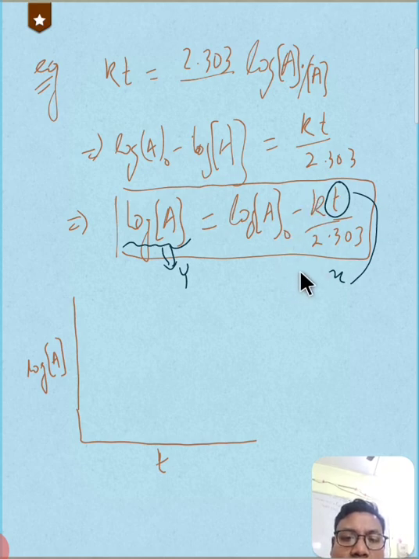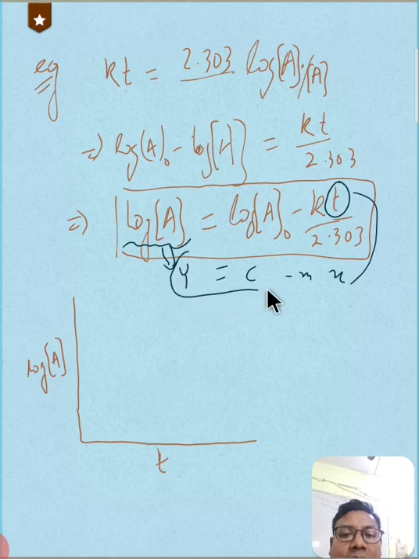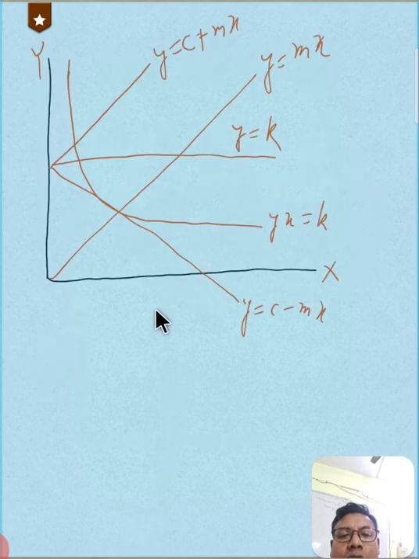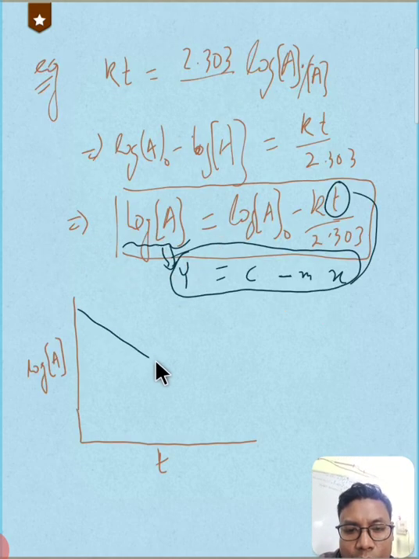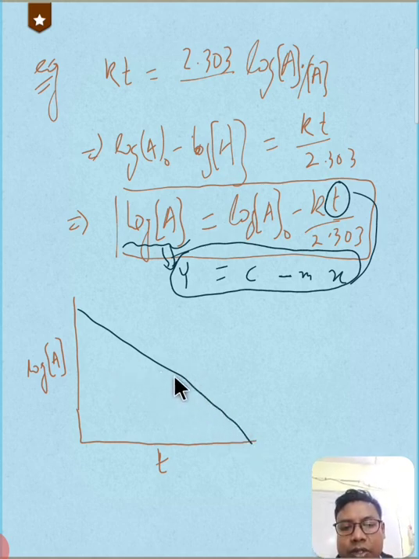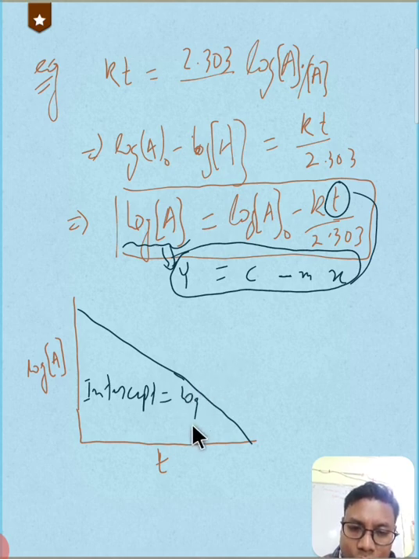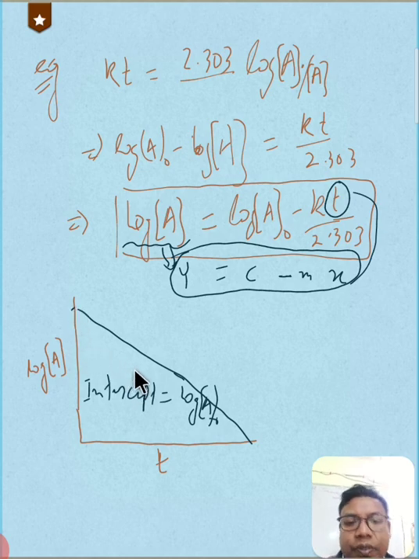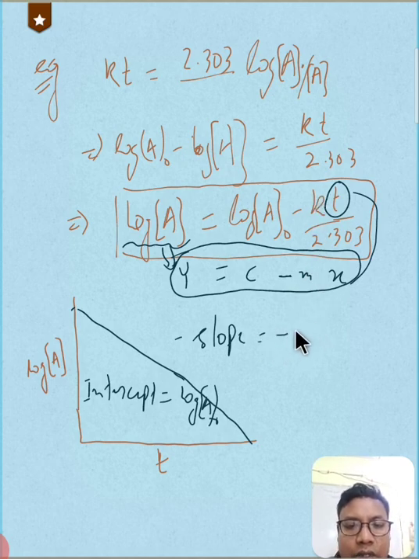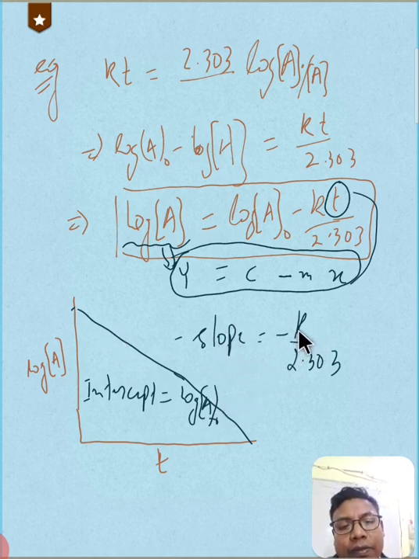And this whole term is my value of m, minus is there, and log a naught is my value of c. So this whole equation is in the form of y is equal to c minus mx. So y is equal to c minus mx has a graph, this one. So this will be a straight line with a negative slope like this, right? This must be a straight line. Now the intercept of this graph will give the value of log a naught, and the slope of this graph, negative slope, will be equal to negative m, which is minus k divided by 2.303. From the value of the slope of this graph, we can calculate the value of the rate constant k.